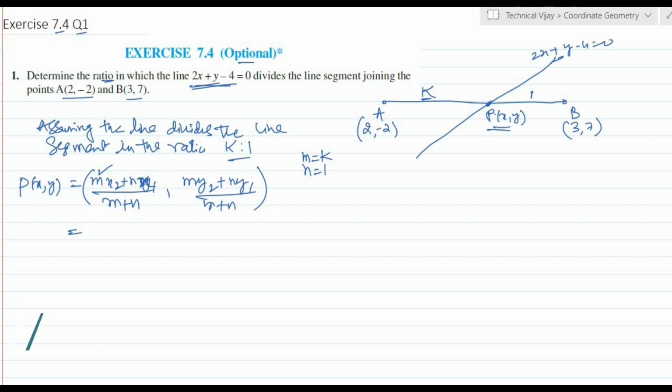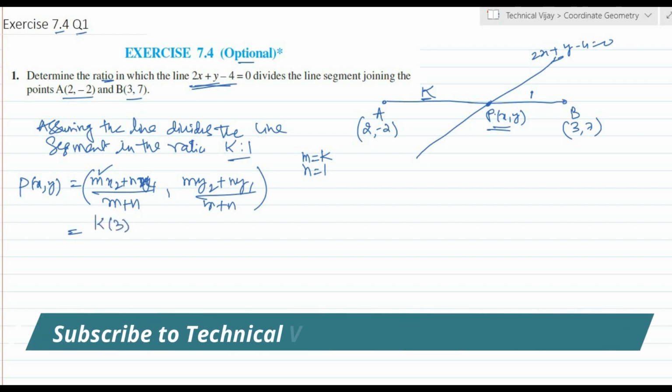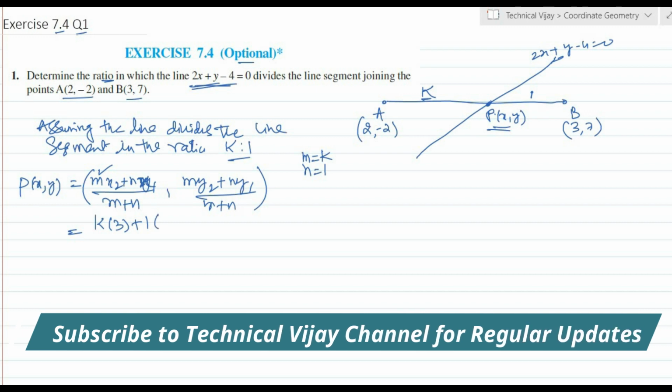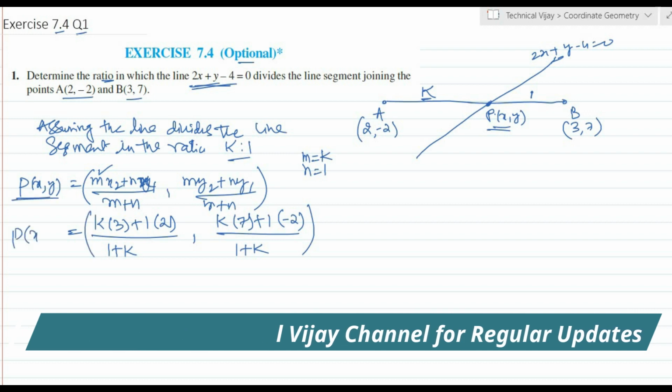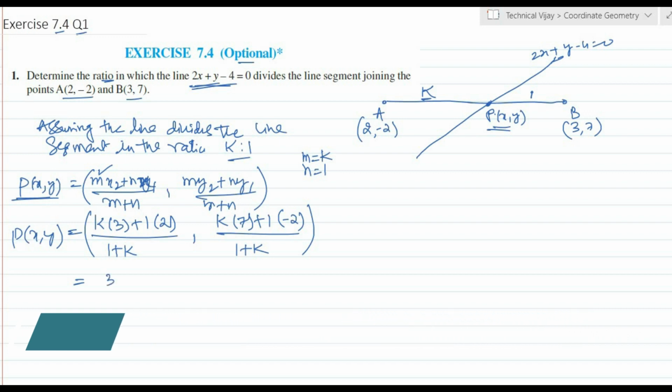So m is k, so k into x2, that is 3, plus n means 1 into x1, that is 2, divided by m plus n, that is 1 plus k. And for y, k into 7 plus 1 into minus 2, divided by 1 plus k. So these are the coordinates of P of (x, y): (3k plus 2) divided by (1 plus k), and (7k minus 2) divided by (1 plus k).